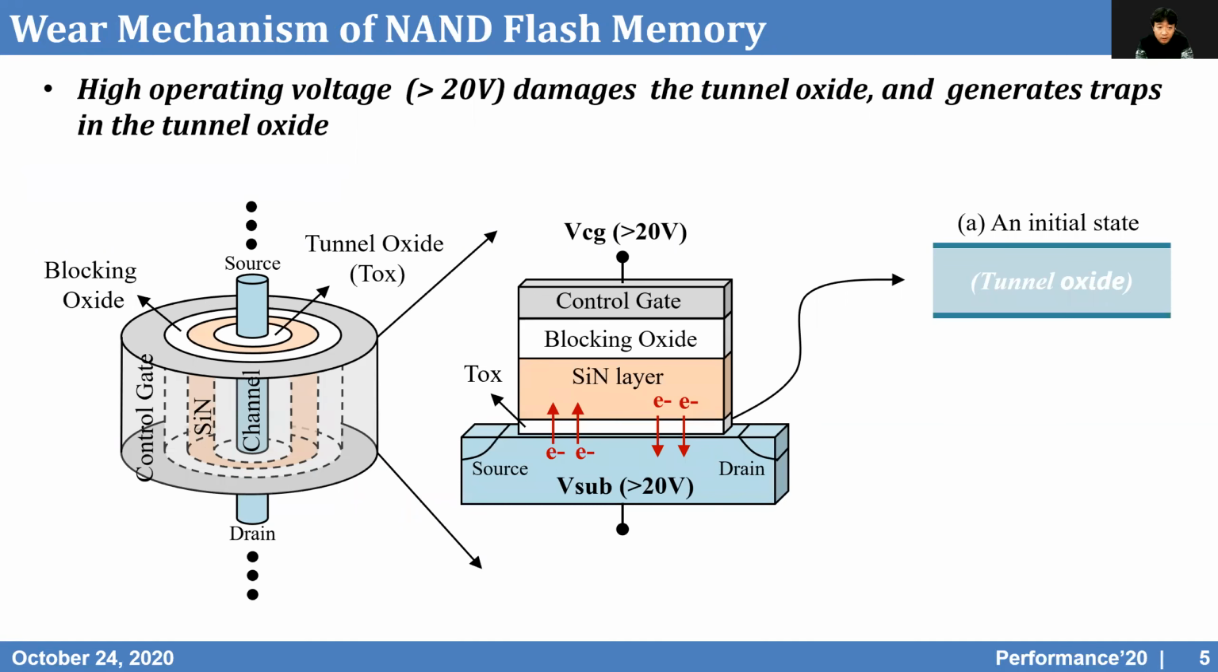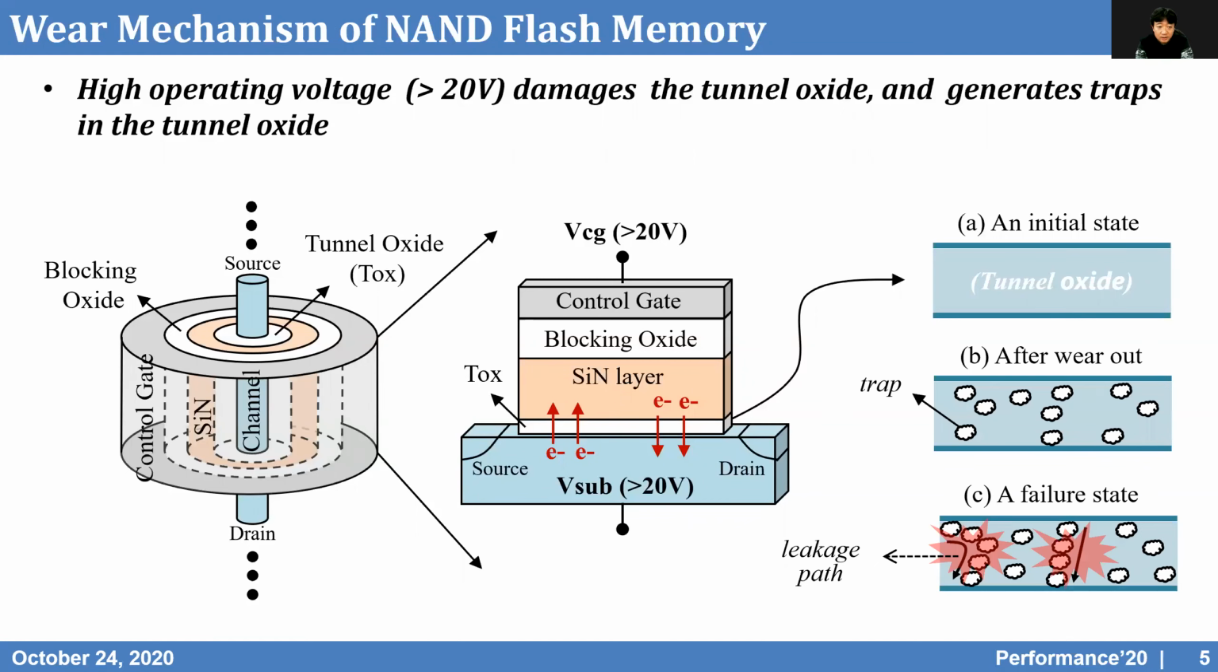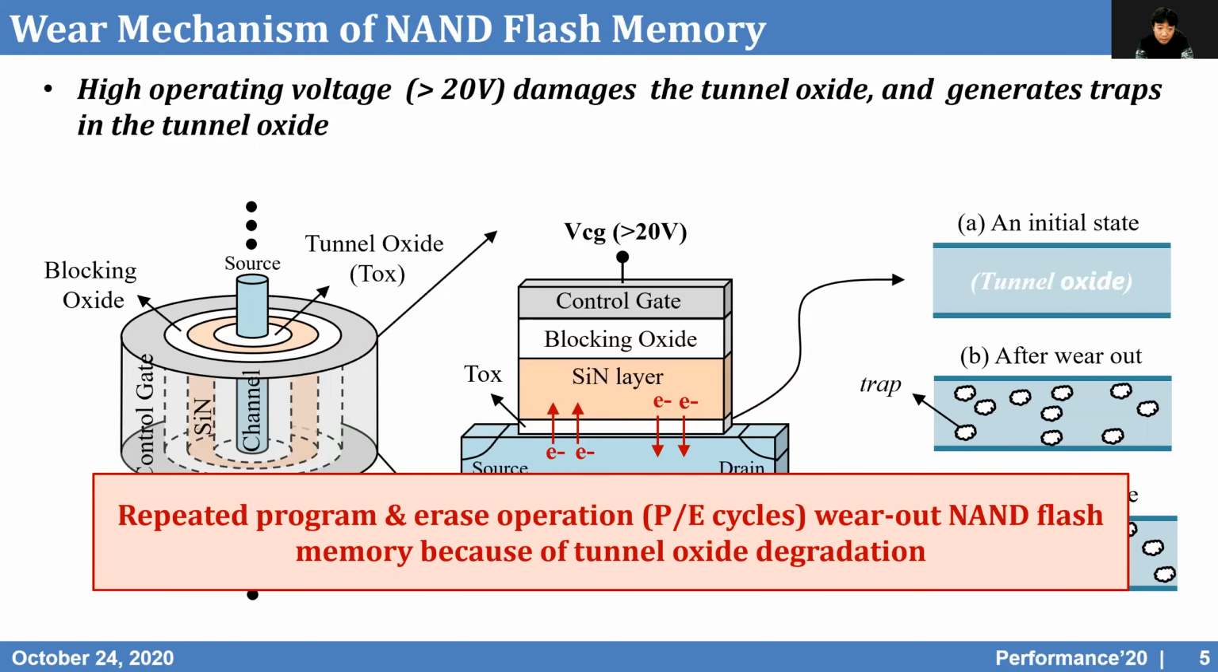To program or erase a NAND cell, a high operating voltage, more than 20 volts, is required. This high operating voltage damages the tunnel oxide, thus generating traps or defects in the tunnel oxide. If the traps are accumulated by repeated program and erase operations, which we call P/E cycles, NAND flash memory wears out.